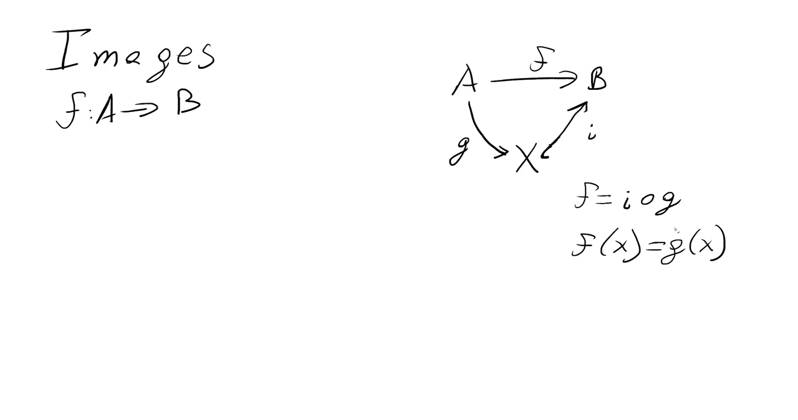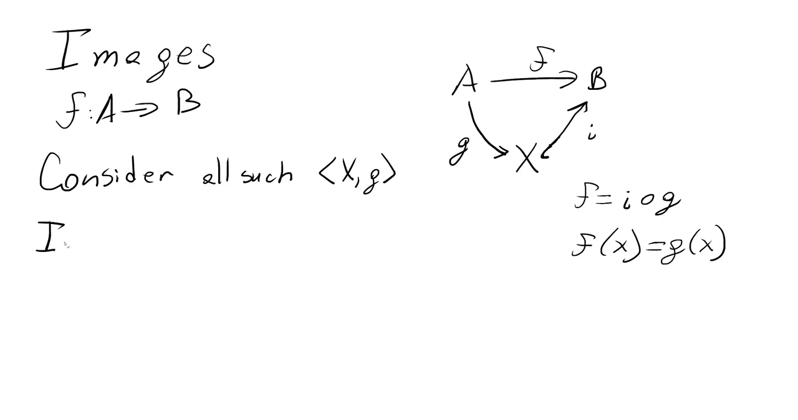Now, consider all such pairs X and G. As you might guess, this is another universal property, and there is a universal object that satisfies it. In this case, the universal object is the image of F, that is, the set of all points that F takes.